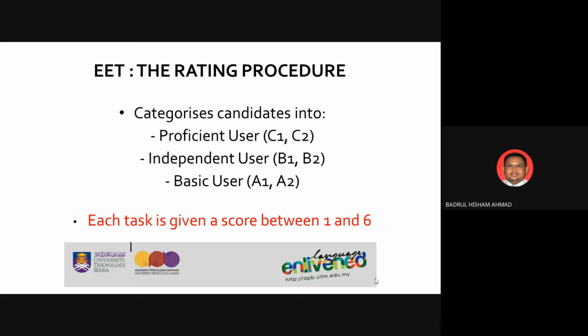So you have A1, A2 basic user, you have B1 and B2 as independent users, and C1 and C2 as basically the highest level or the proficient users.